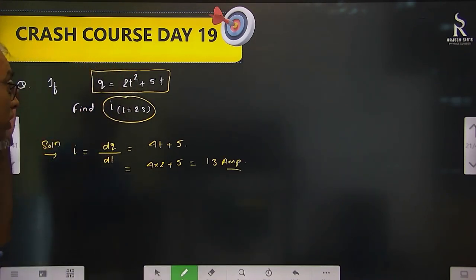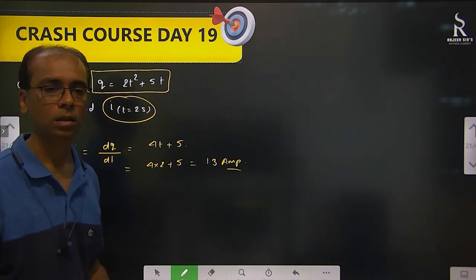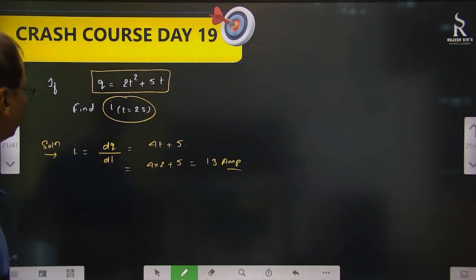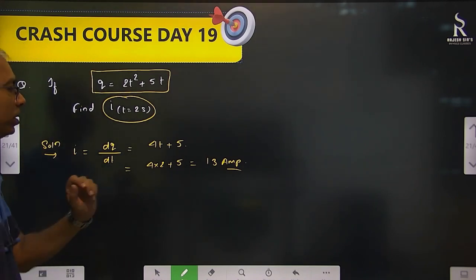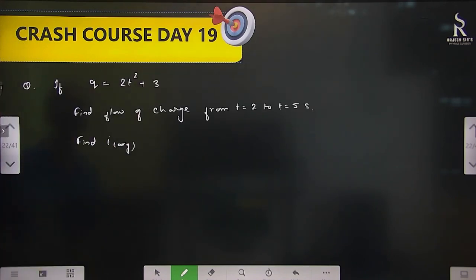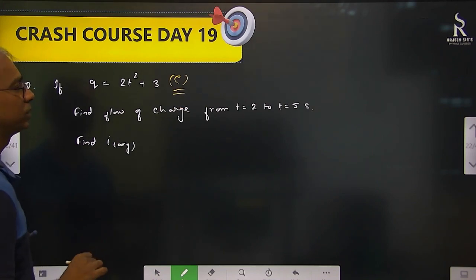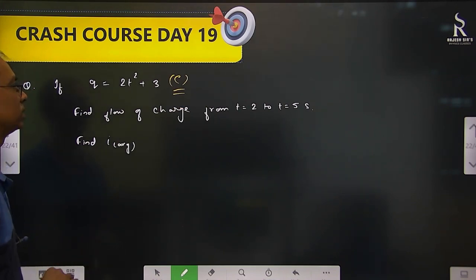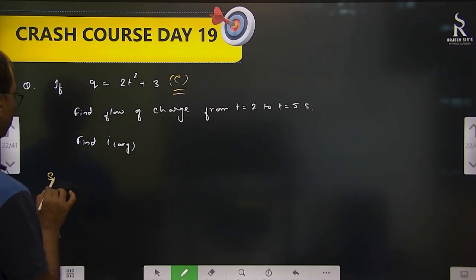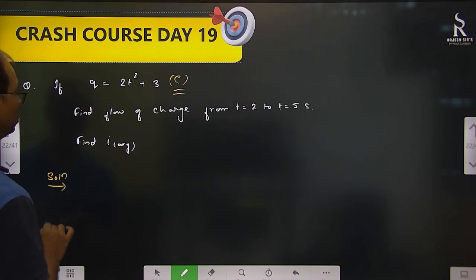We all know what the unit of current is: ampere. It's a fundamental unit, so we have discussed it already. 4 into 2 plus 5, 13 ampere here. Then another question says q equal to 2t square plus 3 coulomb. Find the flow of charge from t equal to 2 to t equal to 5 seconds. How much charge is flown from t equal to 2 to t equal to 5 seconds?